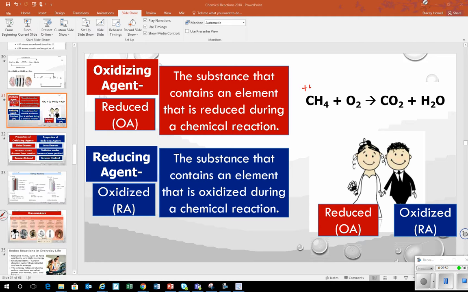Carbon was a -4, hydrogen was a +1, oxygen is 0, oxygen -2. This would be a +4, +1, -2. What's being oxidized? What's being reduced? What's changing from side to side?